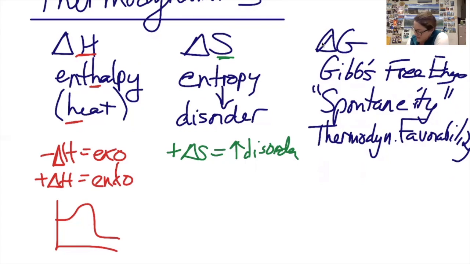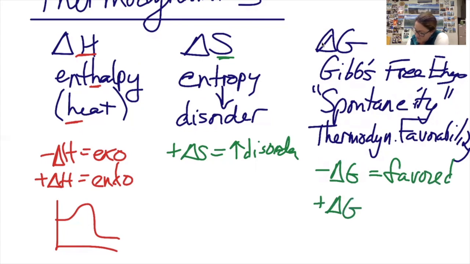Delta G is a spontaneity. A negative delta G means the reaction is favored. A positive delta G means not favored.